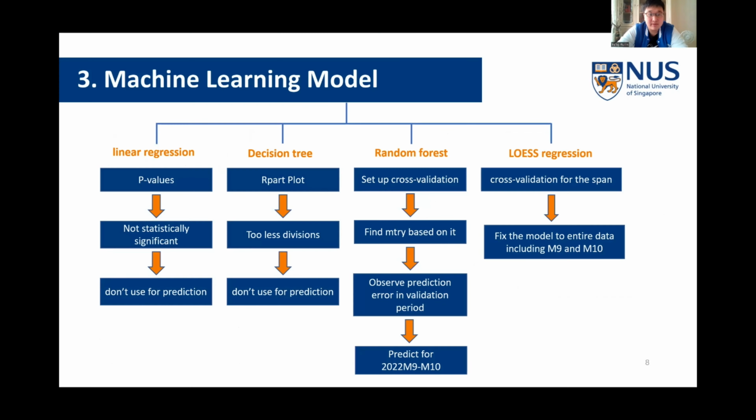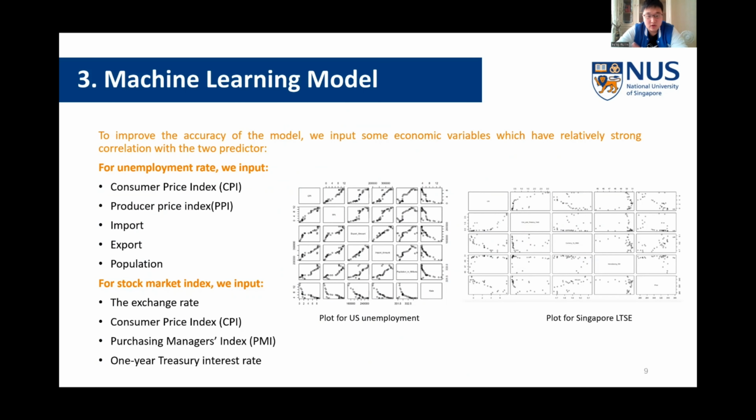Machine learning model has 4 parts: linear regression, decision tree, random forest, and Loess regression. For the unemployment rate, factors like GDP, CPI, PPI, export, import, and population are very important. Take economic growth as an example. Okun's law describes that the unemployment rate decreases by 1% for a 2% increase in GDP, and the change in economic growth has a direct impact on employment.